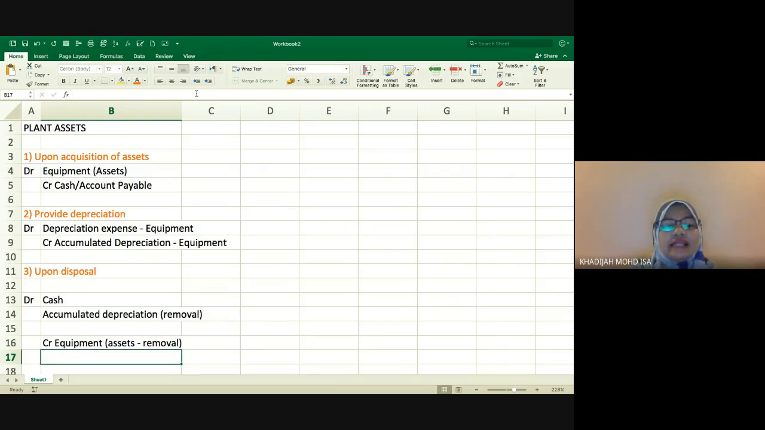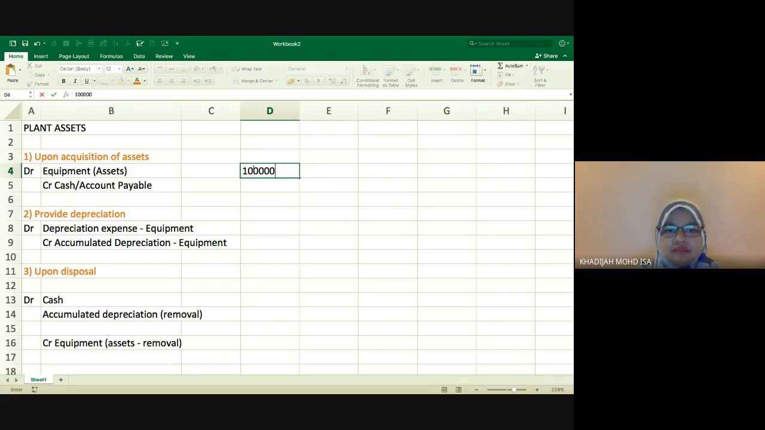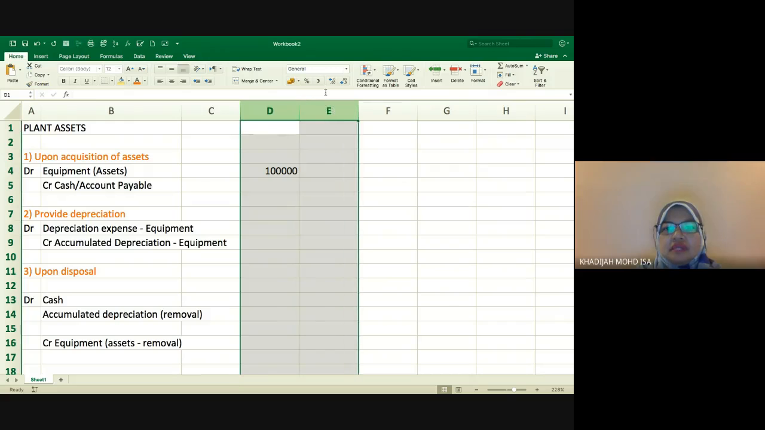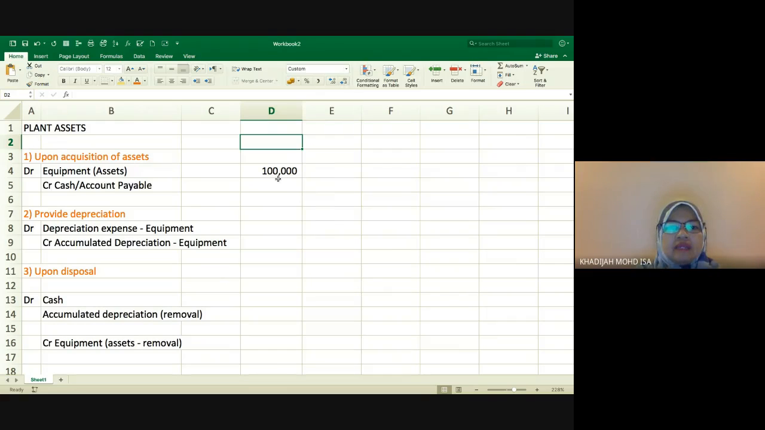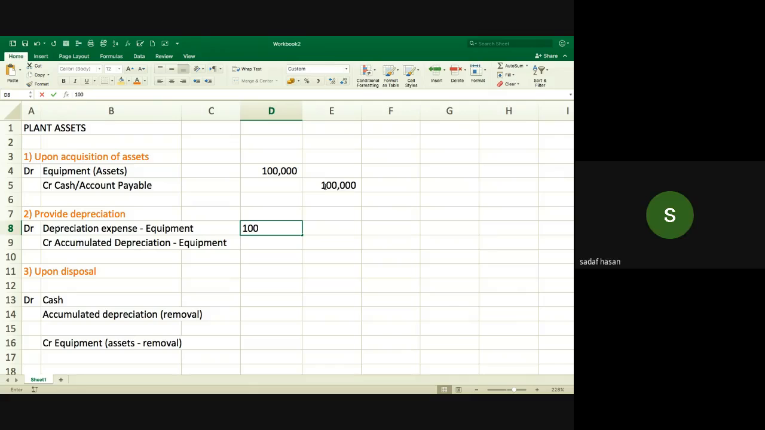Okay, so let's say, how much was the asset just now? Let's put it here. I bought it for 100,000. Let's do this. You purchased it and paid 100,000. Let's say that you pay cash. And throughout the year, you provide depreciation of 10,000 per annum.